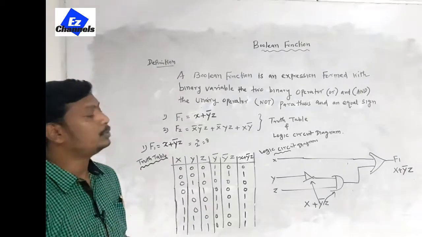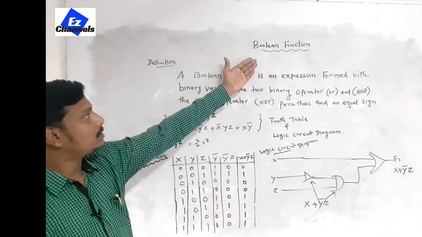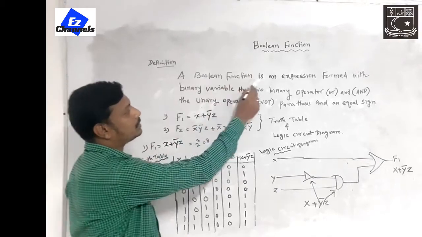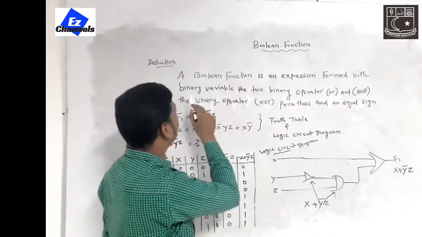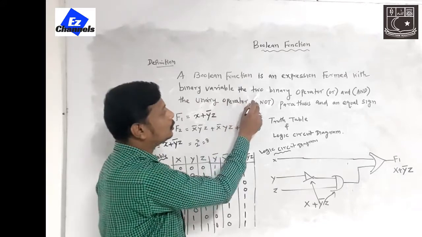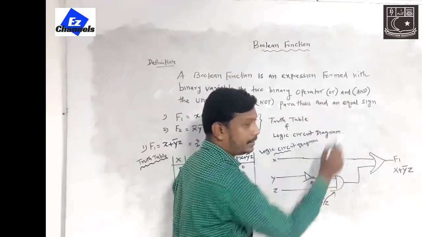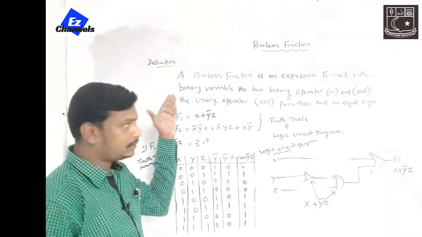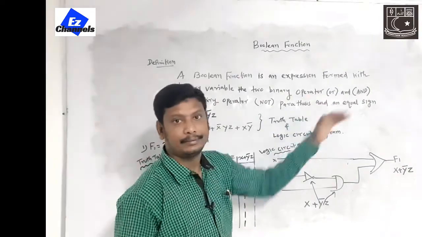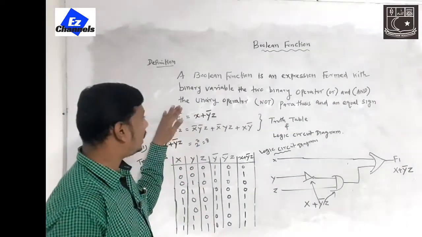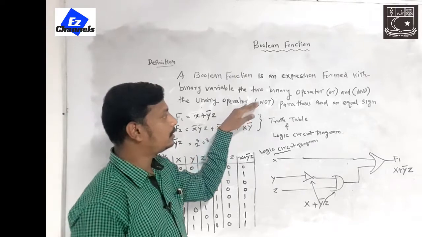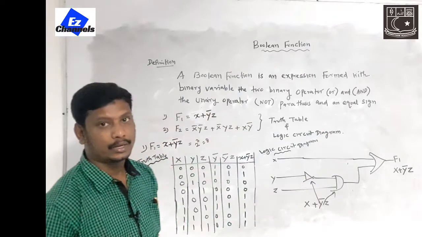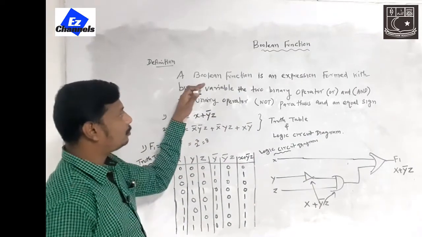Today we will discuss Boolean functions. A Boolean function is an expression formed with binary variables, with two binary operators, OR and AND. Next, the unary operator NOT, the parenthesis, and the equal sign. So you can clearly understand what a Boolean function is.